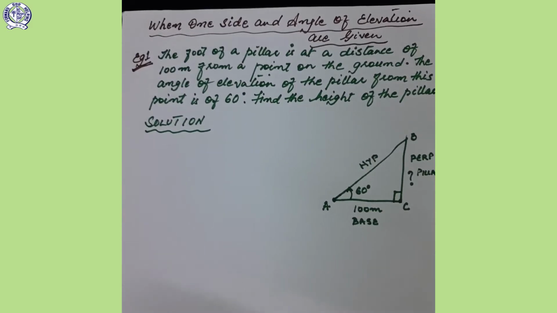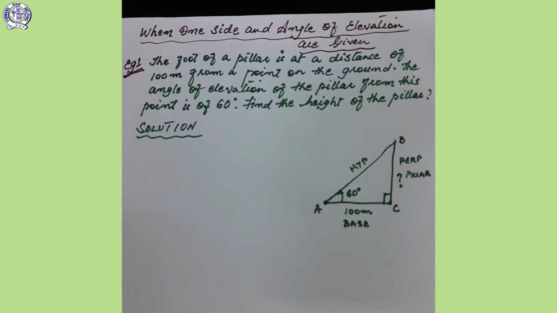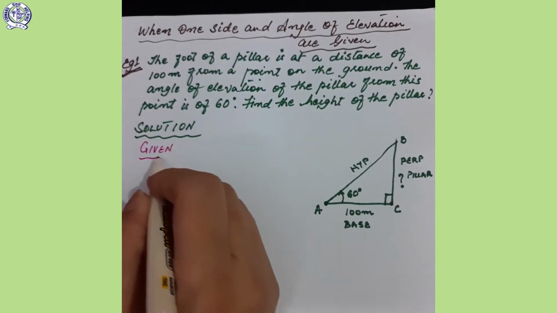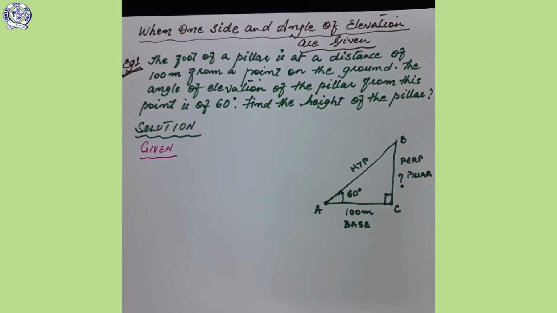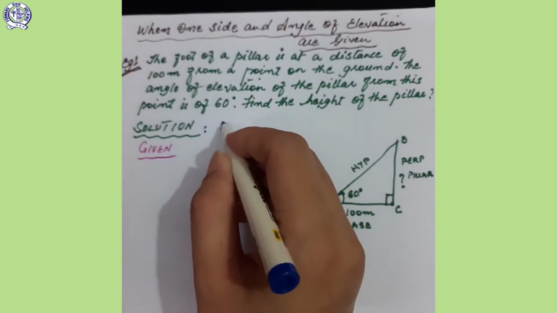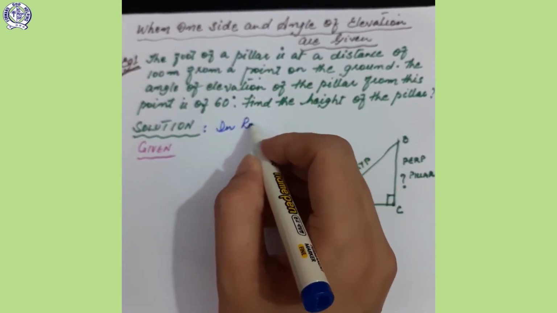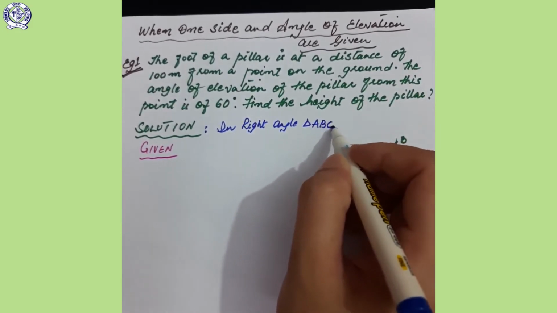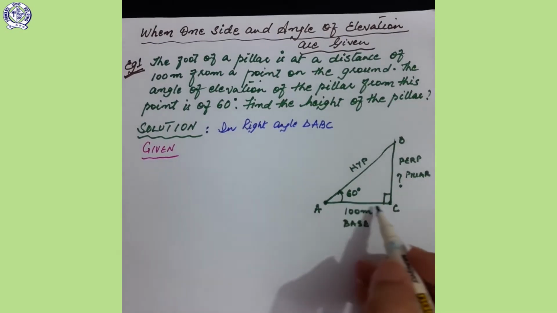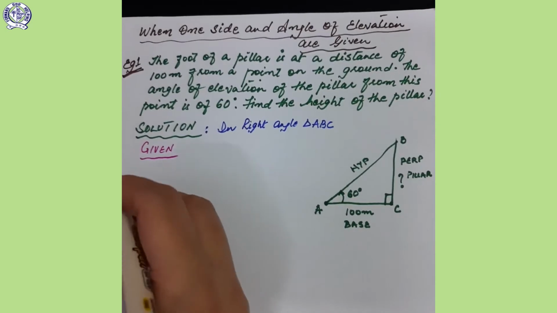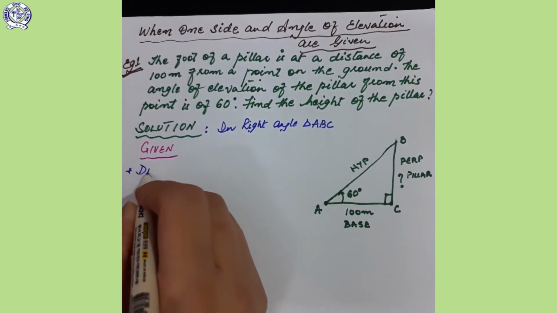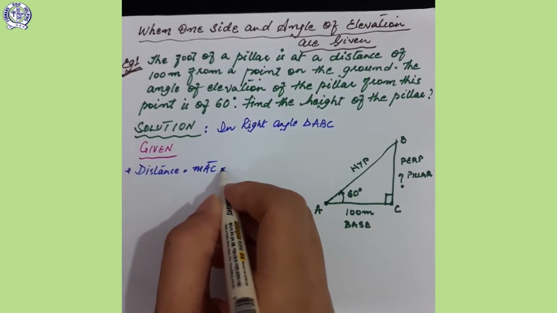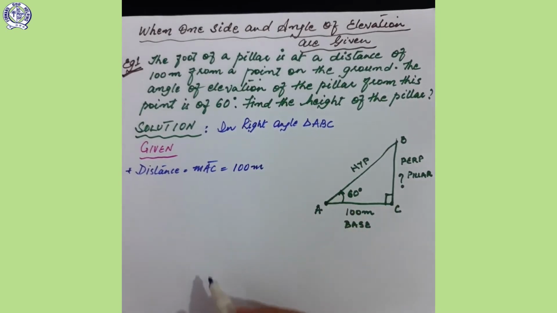Now we will write what is given in the question. Okay, let's write given. Now in the question, this is a right angle triangle, so we will mention here: in right angle triangle ABC, this is 100 meters AC. This is the distance. You can say that distance AC equals 100 meters. Okay, distance is given.